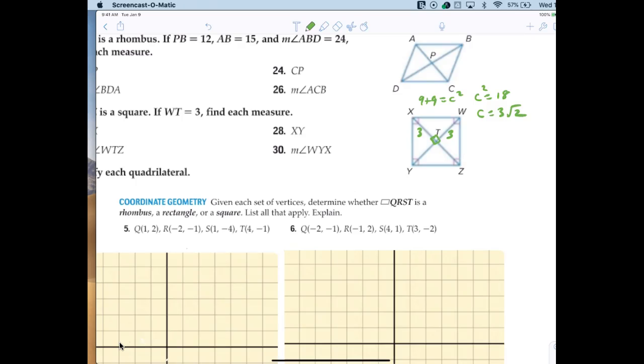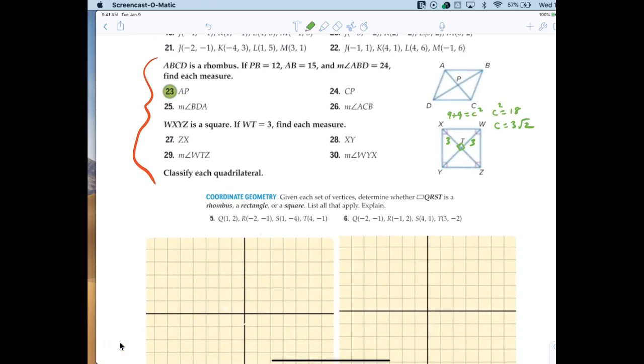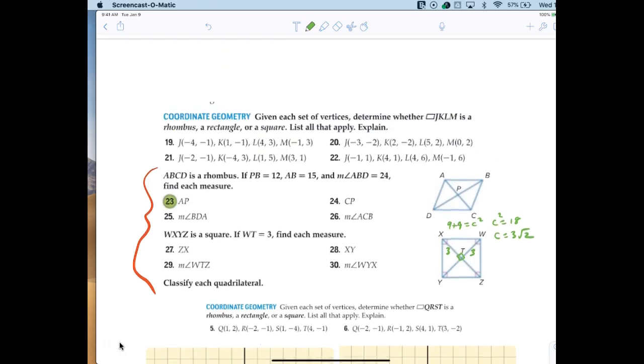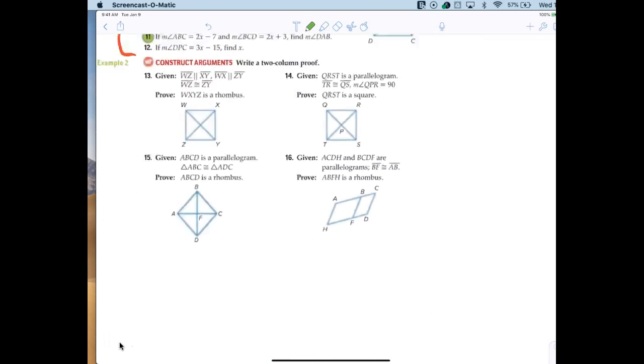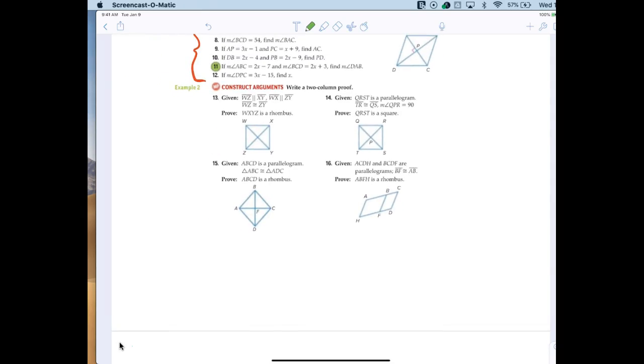Someone else on any of the work from yesterday, as far as just figuring out the angles and the sides. Yes. What does 16 say? We didn't do that. All right, here we go.